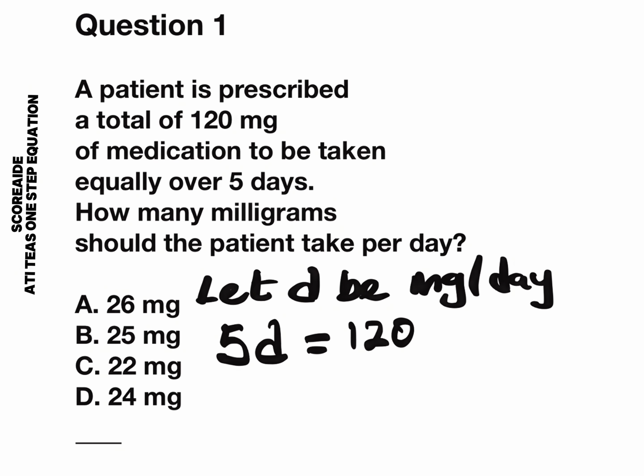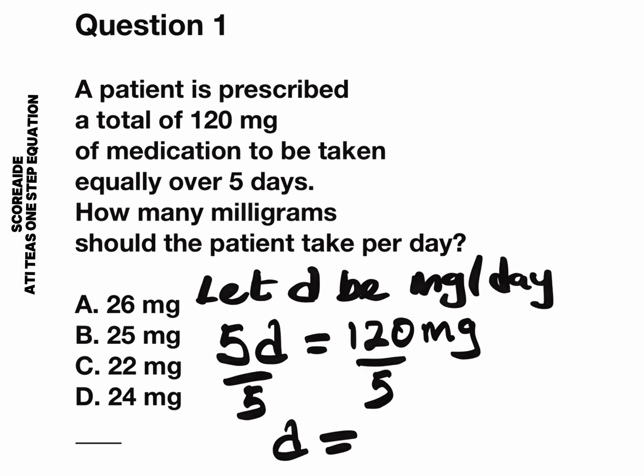120 milligrams. Multiplication means we should divide both sides by 5. And in this case, you see that D is equal to 24 milligrams. So you see that each day, the patient is supposed to take 24 milligrams of medication. So the answer is D.